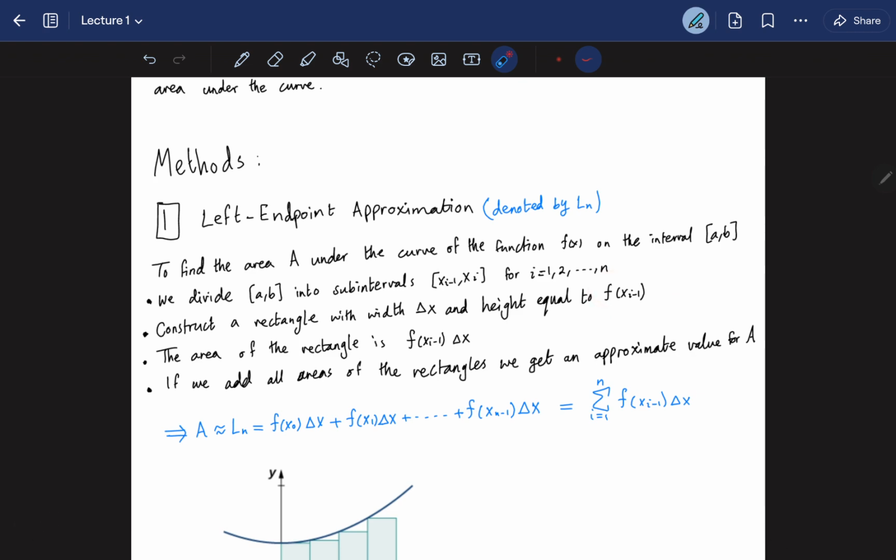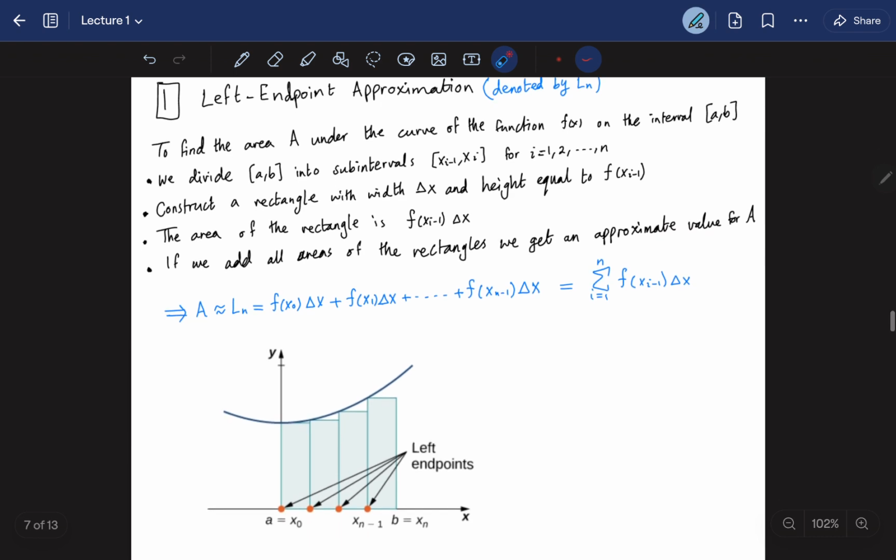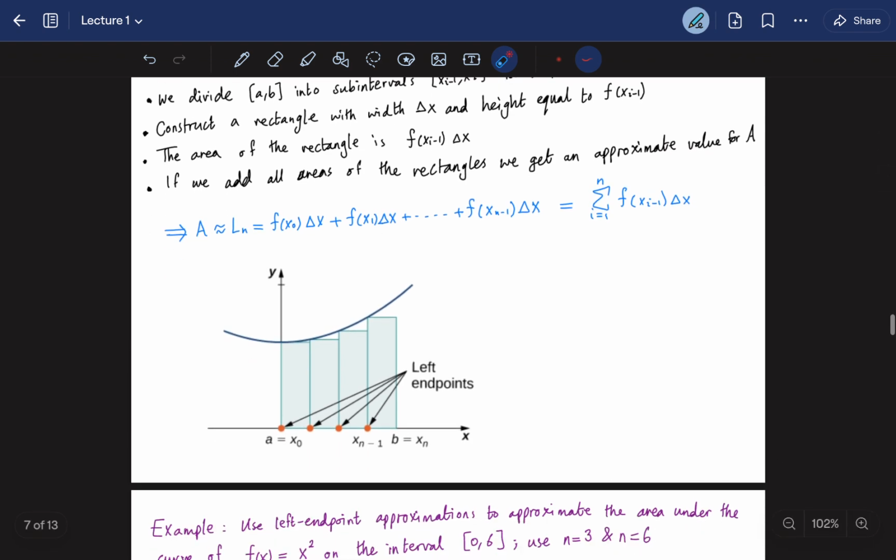Since we said that the area of a rectangle is just length times width, here our length is just the height and the width is just delta x. So if I want to find the area for each single rectangle that I constructed, the area is just going to be the multiplication of f of x sub i minus 1 times delta x. And if we add up all of these areas, we're going to get an approximation value for the area under the curve. So obviously it's just a bunch of definitions for now. It doesn't make a lot of sense, right?